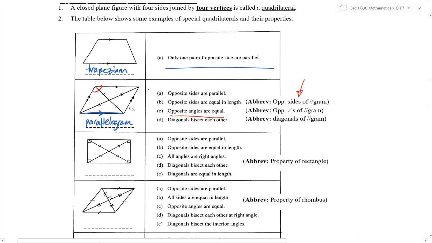The last property of this parallelogram is that the diagonals bisect each other. The diagonals start from here and reach across to the other side of the parallelogram. This is one diagonal. The other diagonal in blue over here. So this red diagonal and the blue diagonal, they intersect each other and divide each other into two equal halves. And these are the abbreviations if we want to use any of the properties.